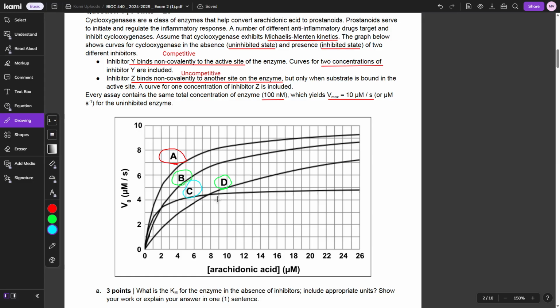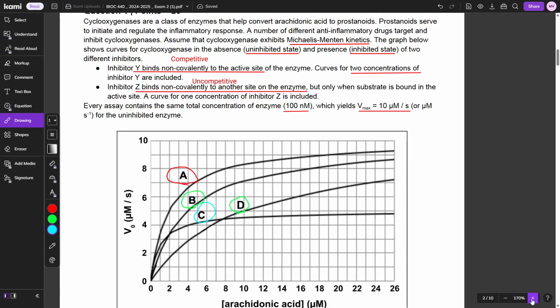Any questions about that graph analysis? No? And we can see all this okay, right? Yeah, okay. I guess I'll try and zoom a little bit.